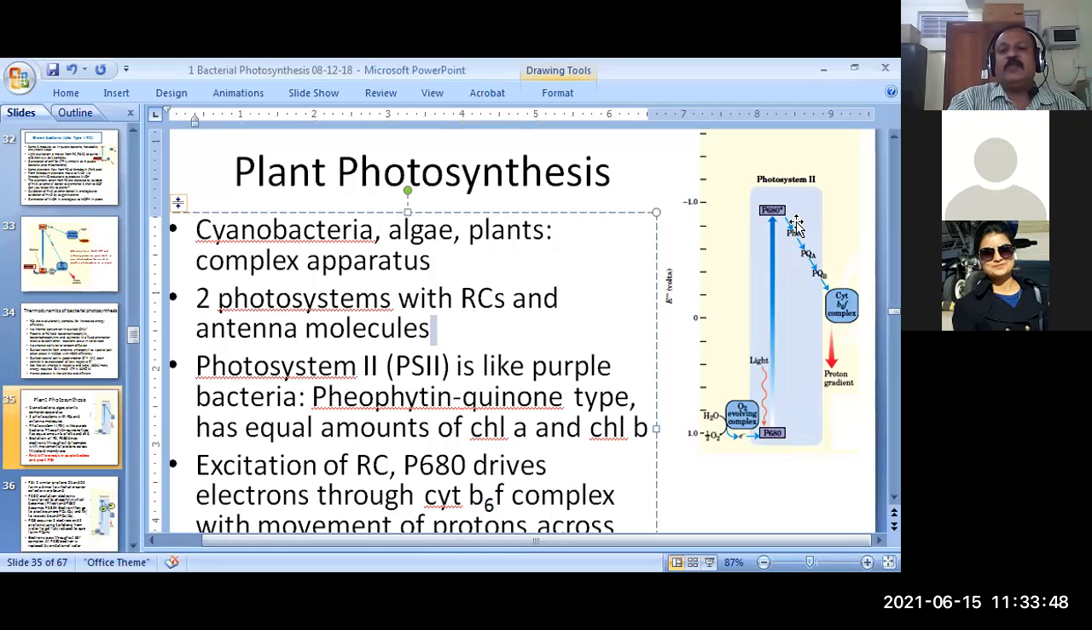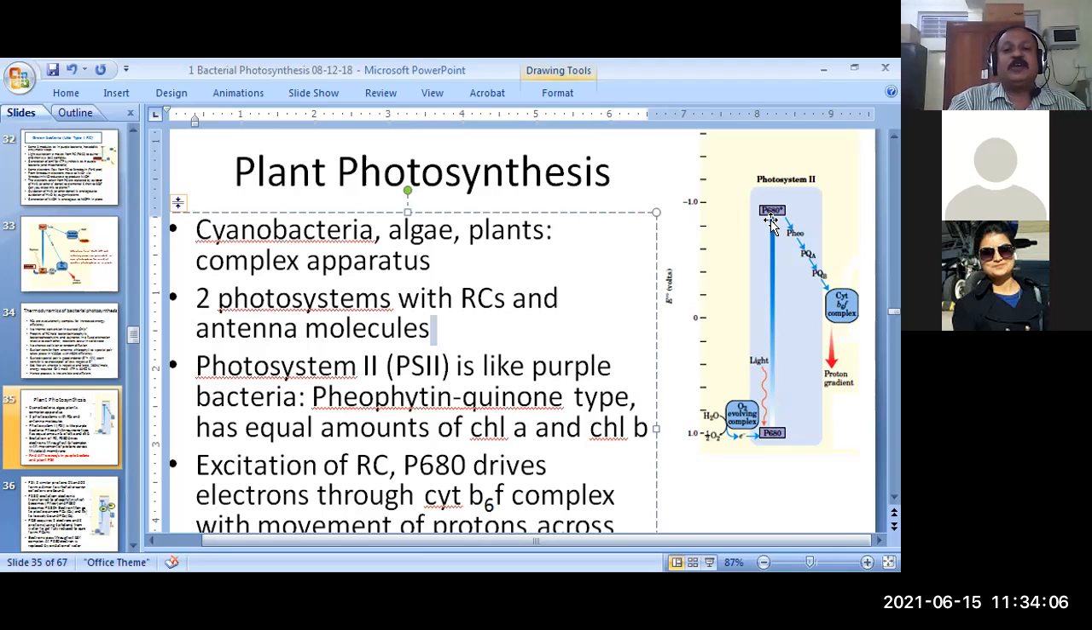So this electron will go obviously to the component which is sitting very close by, that is pheophytin. And this particular component has its own standard redox potential in such a way that it can accept the electrons only from this reaction center.